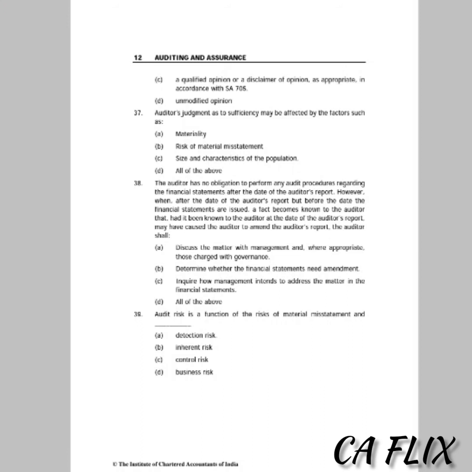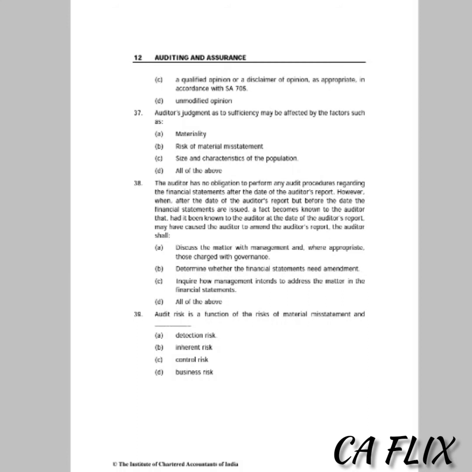Auditor's judgment as to sufficiency may be affected by factors such as materiality, risk of material misstatement, size and characteristic of population. Option D, all of the above.